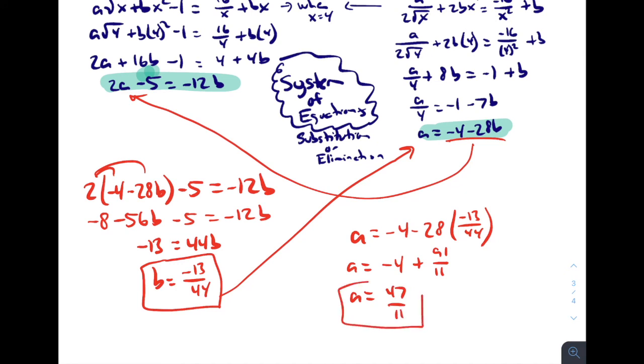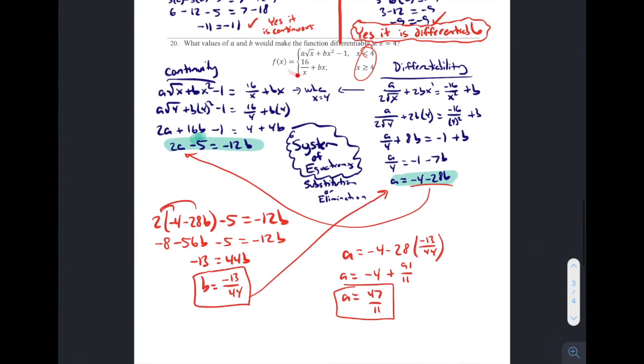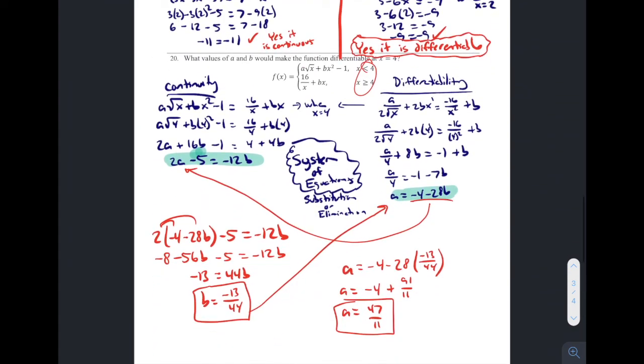So this is exactly what the a and the b would need to be if this original function right here was going to be differentiable. Our a and b would need to be those values if it was going to be continuous and differentiable at that particular point. That's it for our review for today.